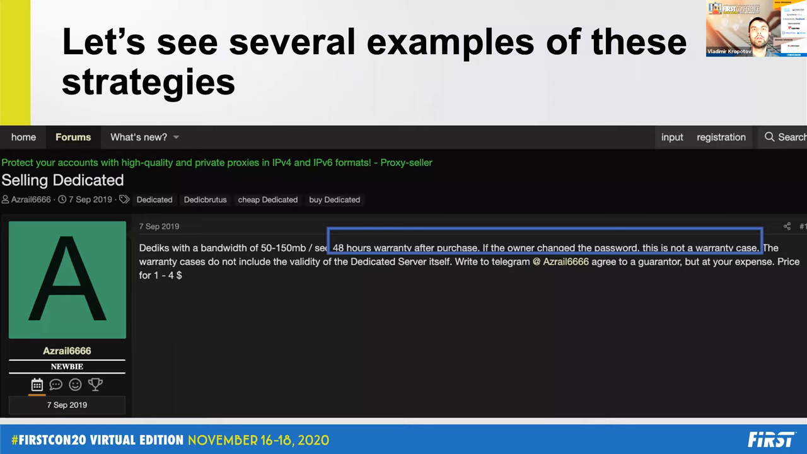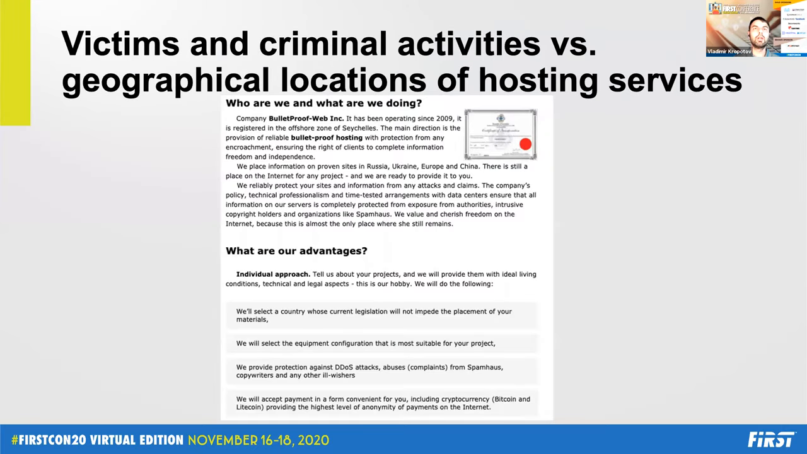Here are several examples where we can spot different strategies. In this advertisement, we can see a 48-hour warranty for a dedicated host. Another thing, the warranty is not valid if the owner of the infrastructure changes the password, which means it's a compromised asset. Of course, Seychelles is not about fancy beaches. Some companies are registered in offshore places like Seychelles, while keeping IP pools in other countries like Russia, Ukraine, or Armenia. And this raises really complex cross-jurisdictional issues, because law enforcement from many countries should collaborate to take down these infrastructures.